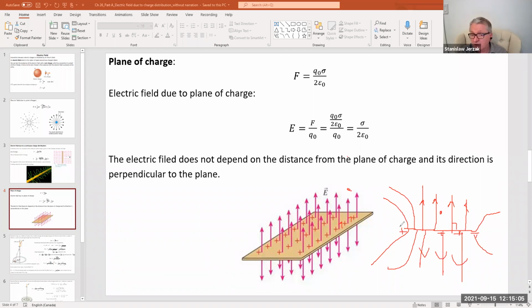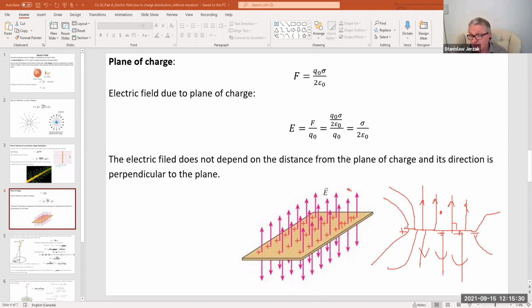As you will see in the future, like we did in physics 1801, we will deal a lot with two plates of a capacitor, or for many other applications, we use two charged plates relatively close to each other. Then in that region between the plates, the electric field will be uniform, and this will be the result which we are going to use.